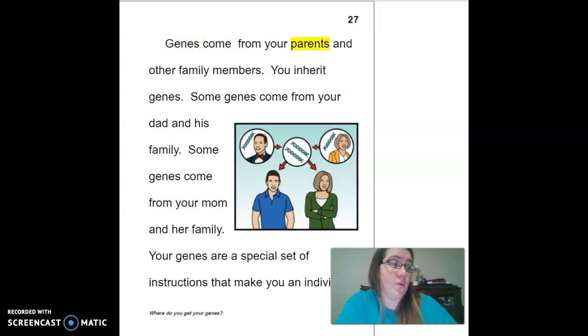Genes come from your parents and other family members. You inherit genes. Some genes come from your dad and his family. Some genes come from your mom and her family. Your genes are a special set of instructions that make you an individual.